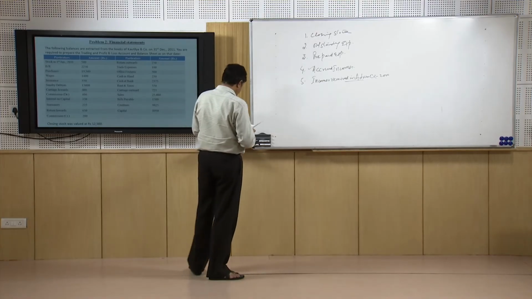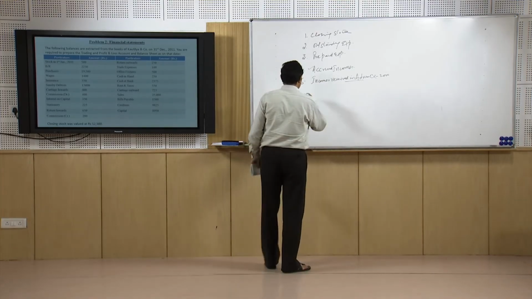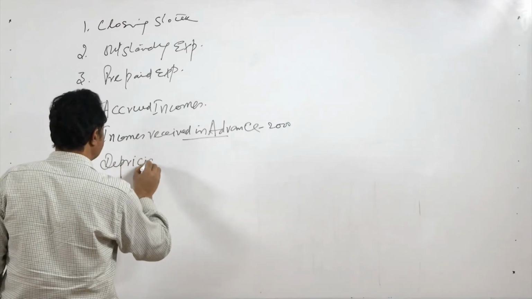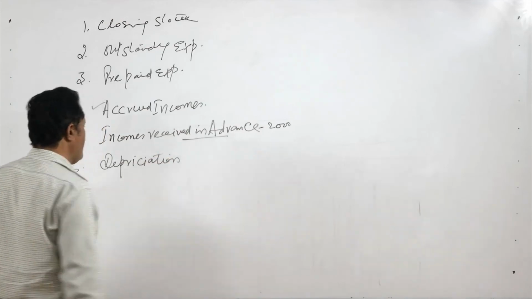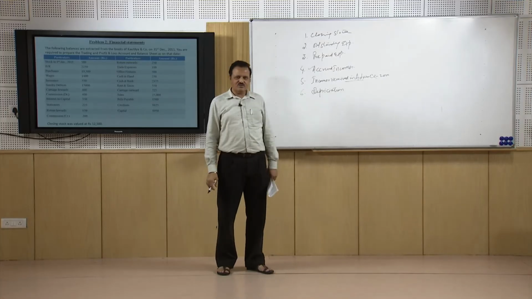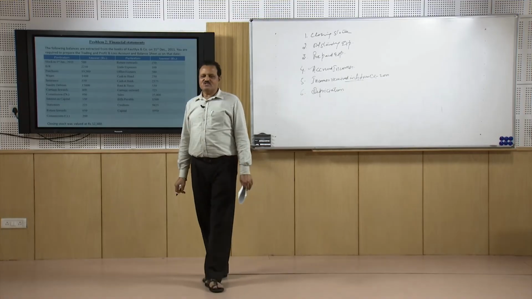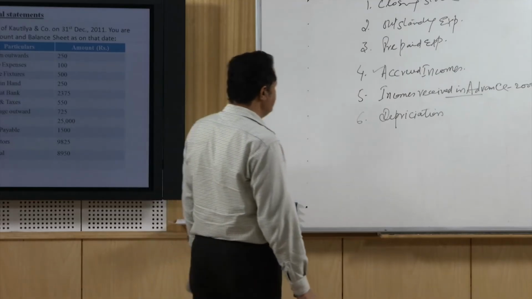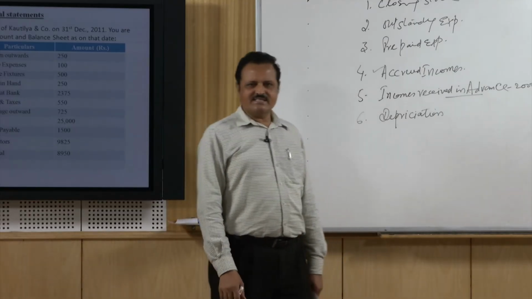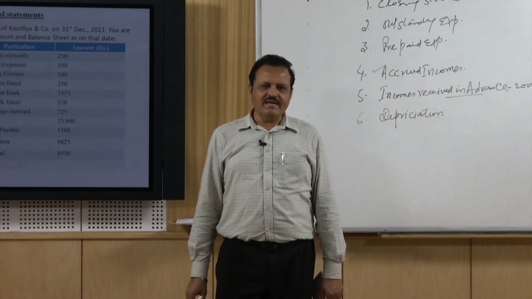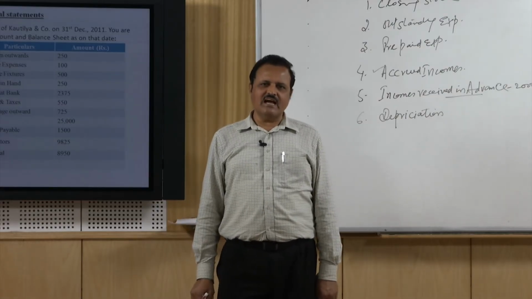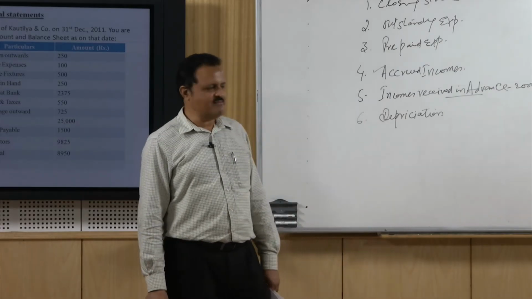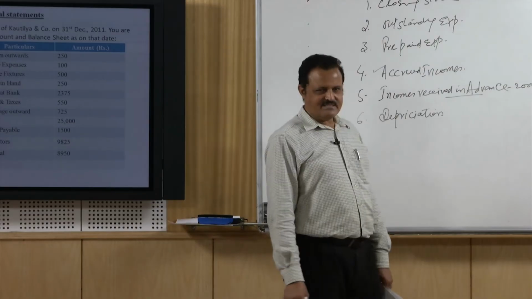And then there is another item, the sixth item, a very interesting item, called depreciation. Now, what is depreciation? You must have heard about the term depreciation. Depreciation is basically charged on fixed assets, long term assets. Any asset or property of the business which has a life of more than 1 year, we will have to apply the concept of depreciation to.